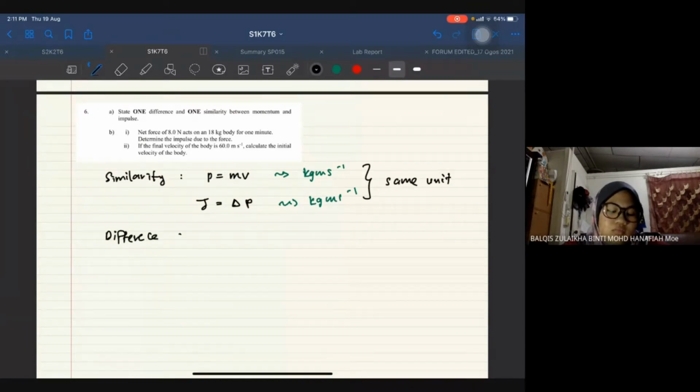And difference, maybe it is better we say definition, which is true as well. So definition can be represented in terms of formula as well. Maybe I write formula instead. So the formula for impulse would be J equals to delta P, while P is equals to mv. So this is the difference.